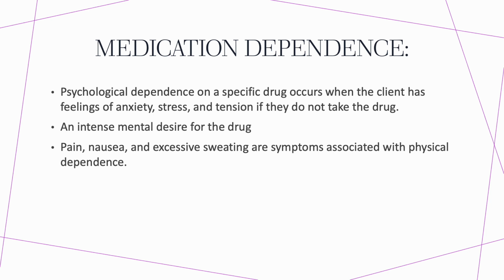Symptoms: pain, nausea, excessive sweating, all symptoms associated with physical dependence. This is a big deal. Physical dependence could cause people to seize if it's a serious enough dependence problem. So we need to be able to understand the signs and symptoms of that. So pain, nausea, excessive sweating, I would say also irritability and confusion are pretty prominent ones. So keep those in mind and be able to pick it out of a lineup if you need to.